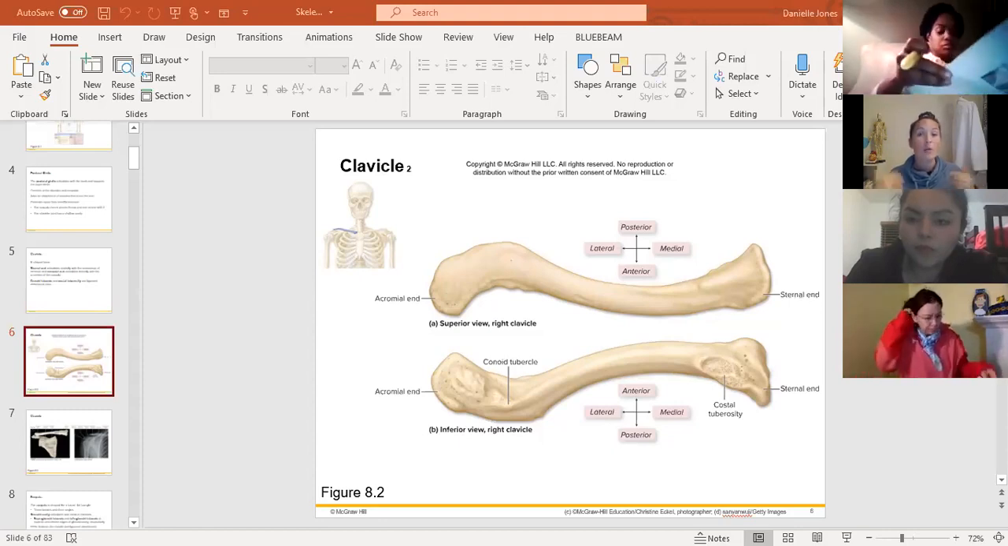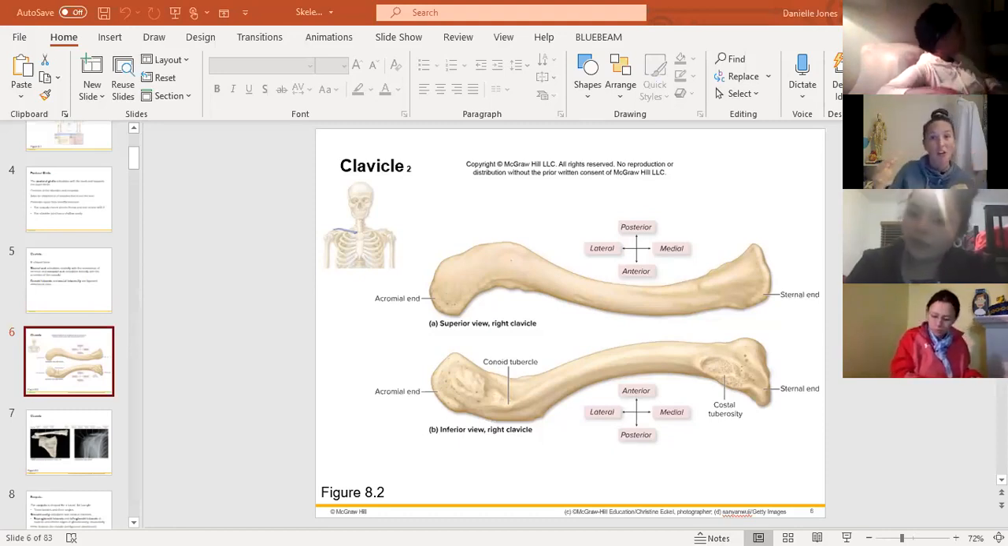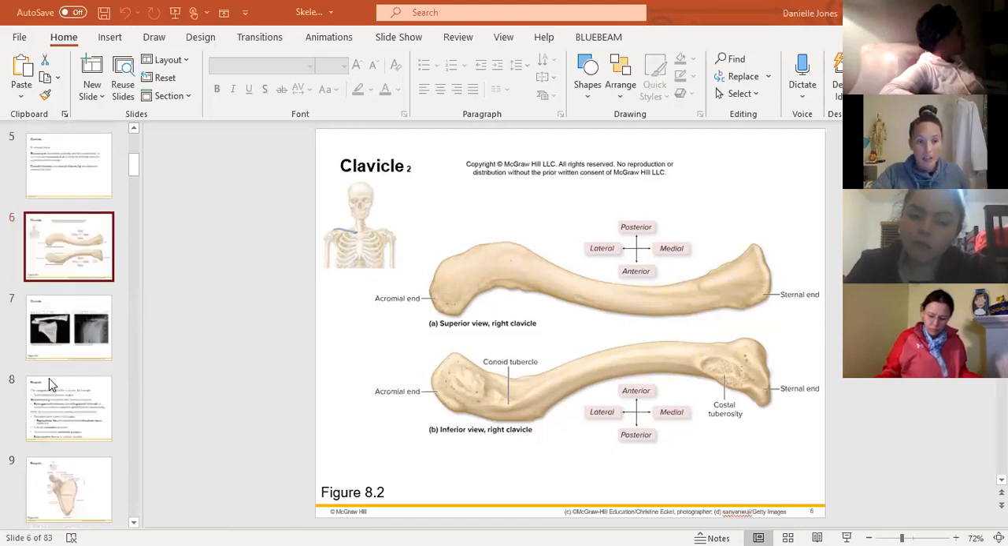Every bone looks different with the same kind of structures generally, but one may be a little bit more superior, one may be a little bit more inferior of a structure, more medial, more lateral. It gives you options as to how you look at them. All right. So that's the clavicle.